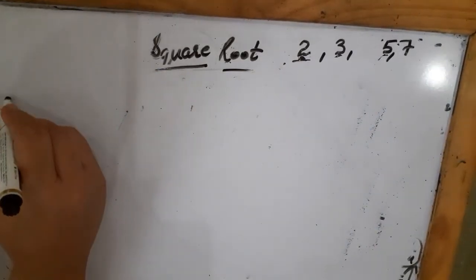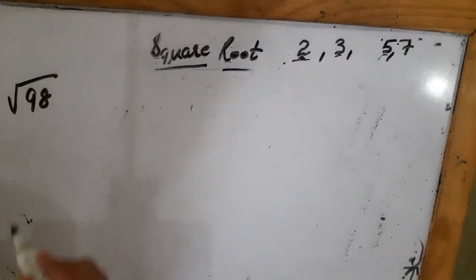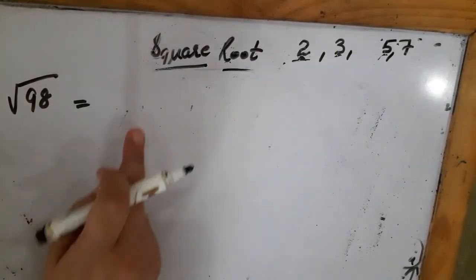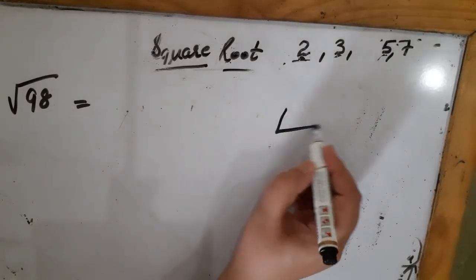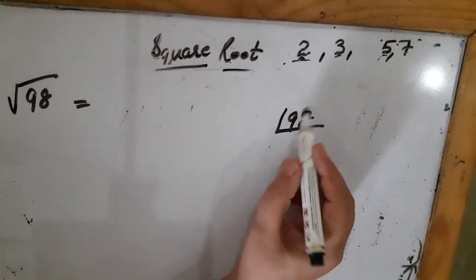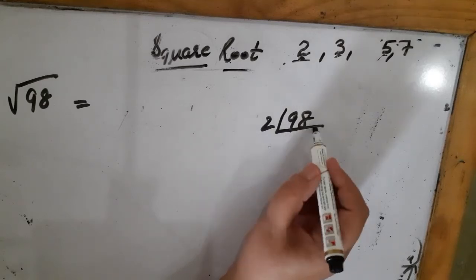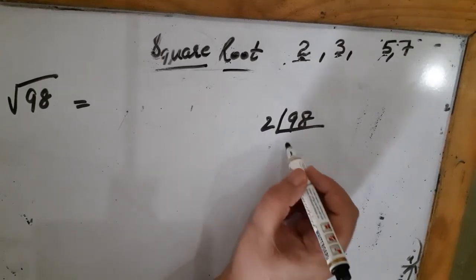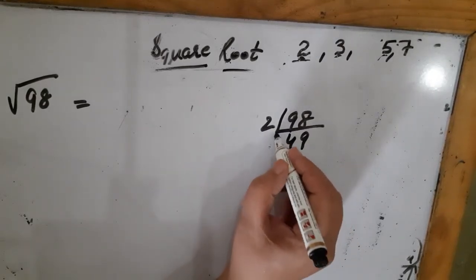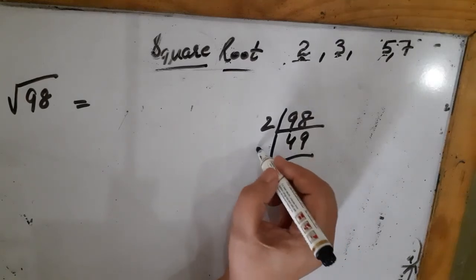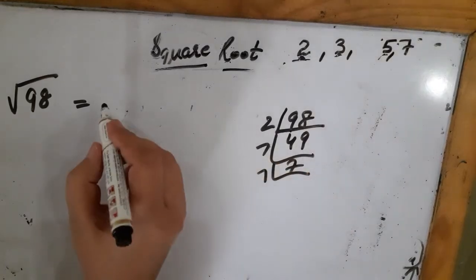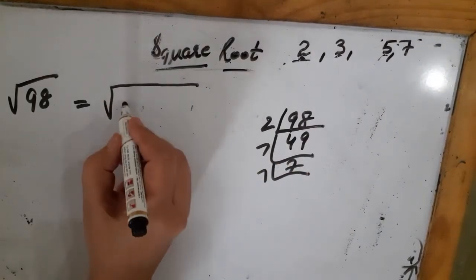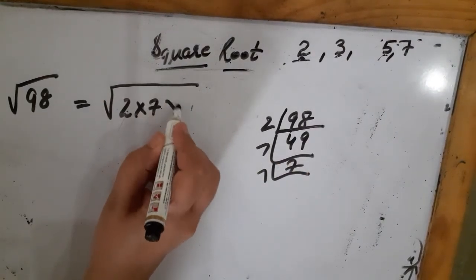Now let me take one more example. Suppose I want the square root of 98. I don't know which number multiplied by itself will give you 98, so I have to take out the prime factors. This number can be divided by 2. 2 4s are 8, 2 9s are 18. Now 49, as you know, can be divided only by 7. 7 7s are 49. Now what are the prime factors of 98? 2 into 7 into 7.